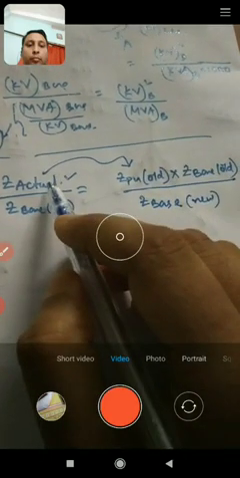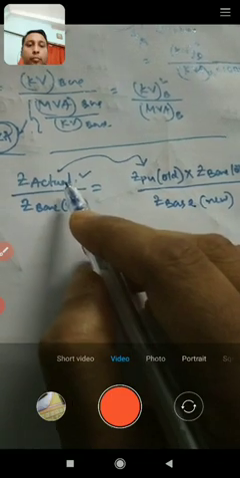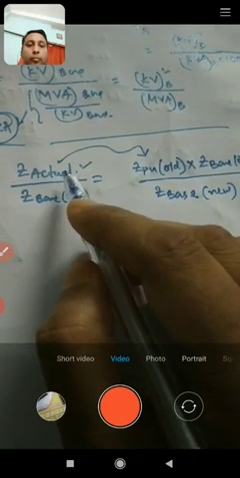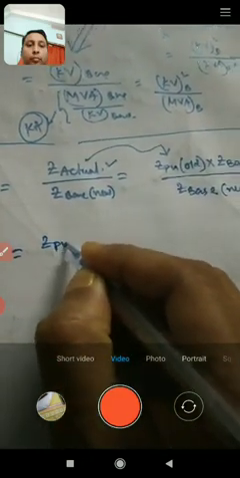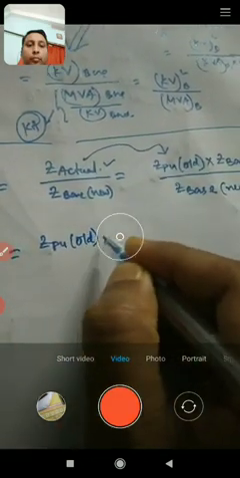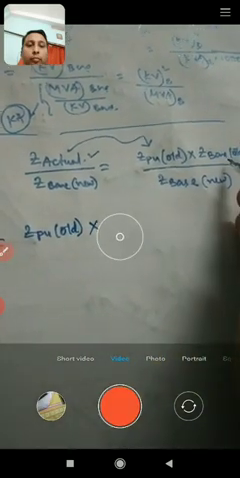Always, the per unit quantity is equal to actual by base, so actual will be equal to per unit into base. So you just replace the values, nothing else. So it will be Z per unit old multiplied by Z base. For Z base I am using this formula.